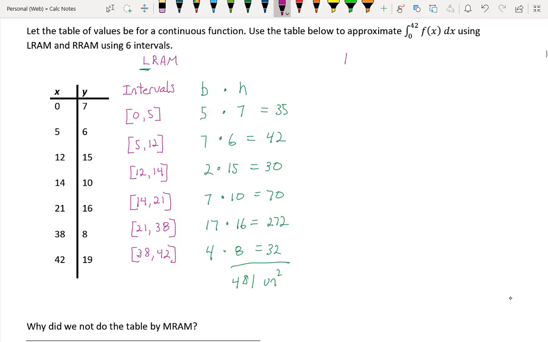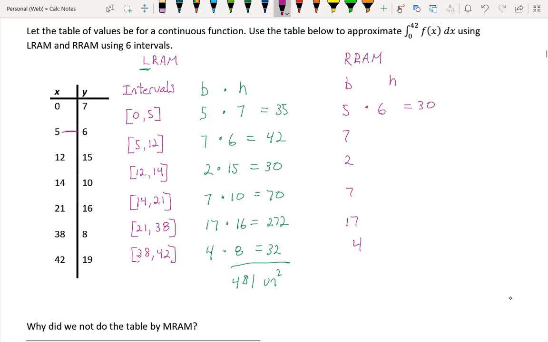Let's do RRAM. So right side rectangular approximation method. Again, I'm just going to write the bases in here so you can see the bases are always going to be the same: 5, 7, 2, 7, 17, and 4. But if I was doing this on a test, I might skip that part and go straight to height. So now I need the height on the interval from 0 to 5 on the right side. So again, I go to 5 and I look at the y value at 5. That's going to be 6. So 5 times 6, this is going to give me an area of 30.